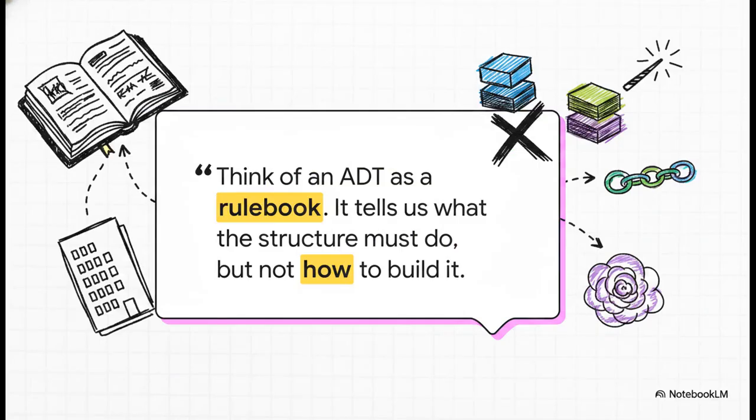I love the metaphor we're looking at here. Think of an ADT as a rule book. It tells us what the structure must do, but not exactly how the code must build it. Literally, if you take just one single thing away from today, make it this. The rulebook absolutely does not care if you write your code with arrays, pointers, or sheer magic. As long as you play by its behavioral rules, you've successfully created that ADT.